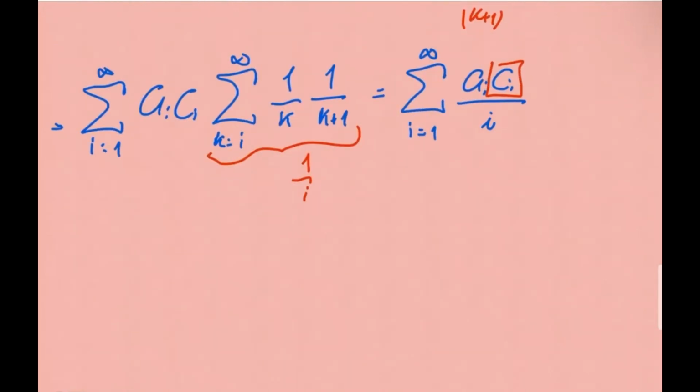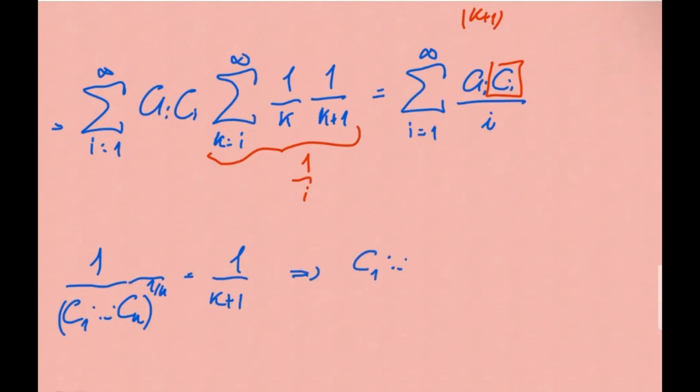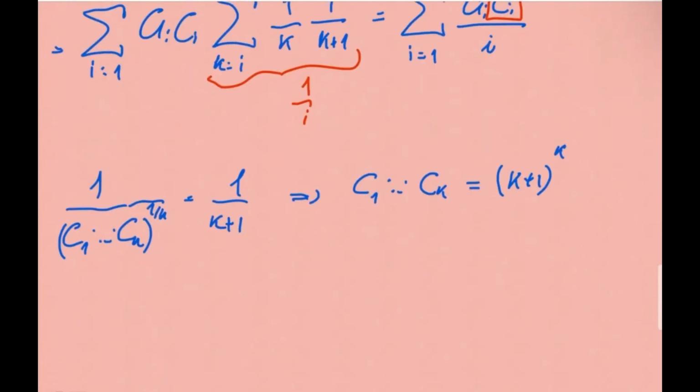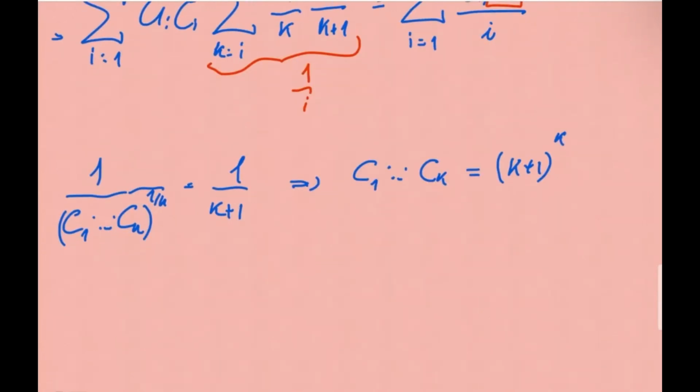We can actually infer this. If we have 1 over (c_1 to c_k) to the power of 1 over k, and this is equal to 1 over k plus 1, which we conditioned, then we get c_1 till c_k equal to (k plus 1) to the power of k. And of course, this is true for any kind of index that we want. So let's write this equation and give it a mark.